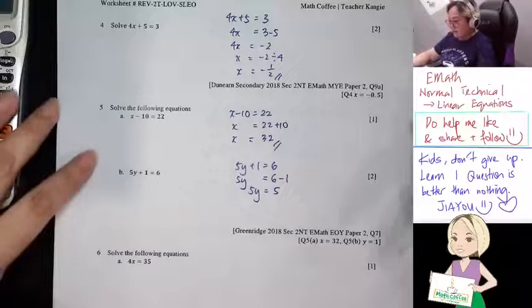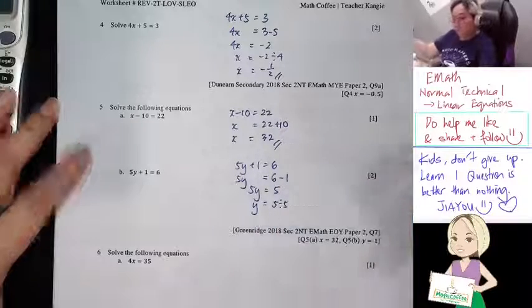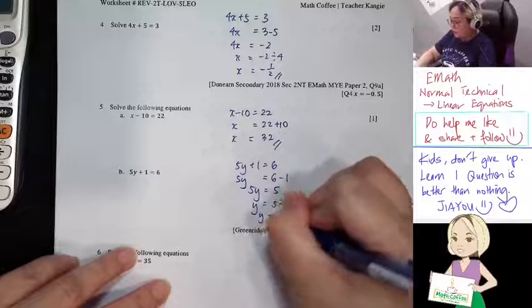Yes, 5 divided by 5. So y will be equals to 5 divided by 5. Press calculator, you should know that it's 1. So y is equals to 1. Done.